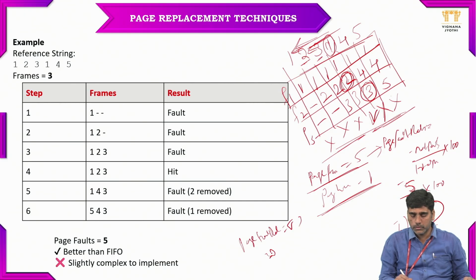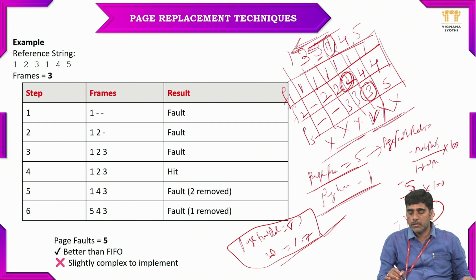And what is the page hit ratio? 1.7 is the page hit ratio. Obviously, the page fault ratio is 8.3, so 10 minus 8.3, 1.7, is the page hit ratio. So like this the least recently used page replacement process works.